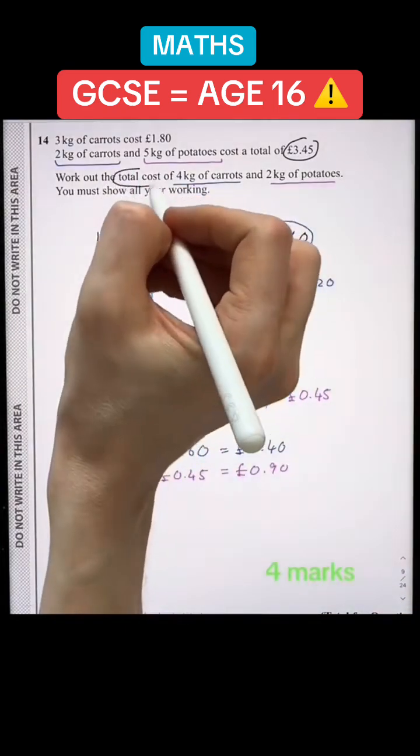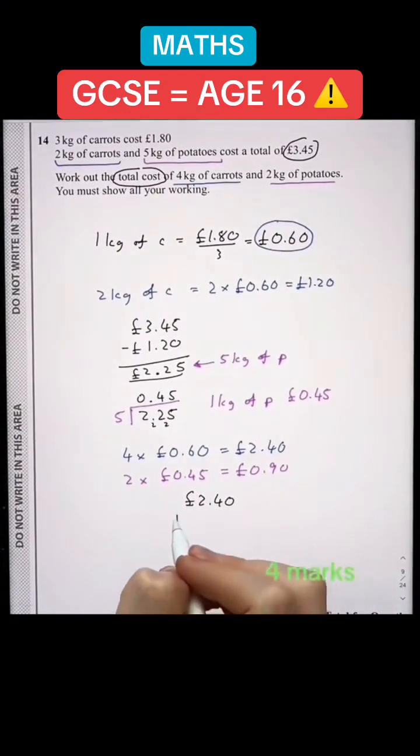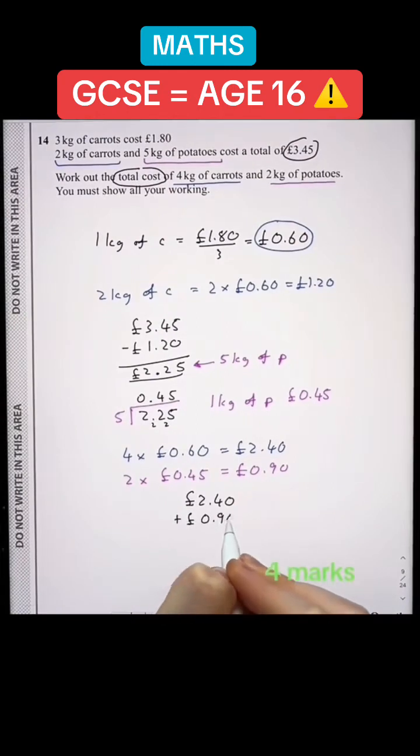As I want to work out my total cost, I'm going to add up my 2 numbers here. So I'm going to add my £2.40, which is my 4 kilograms of carrots, plus my 90 pence, which represents my 2 kilograms of potatoes. Always starting on the right. 0 add 0 gives us 0. 4 add 9 gives us 13. So 3 down, carry the 1. Always keep the decimal point fixed. 2 add 1 gives us 3. So therefore the total cost is £3.30.